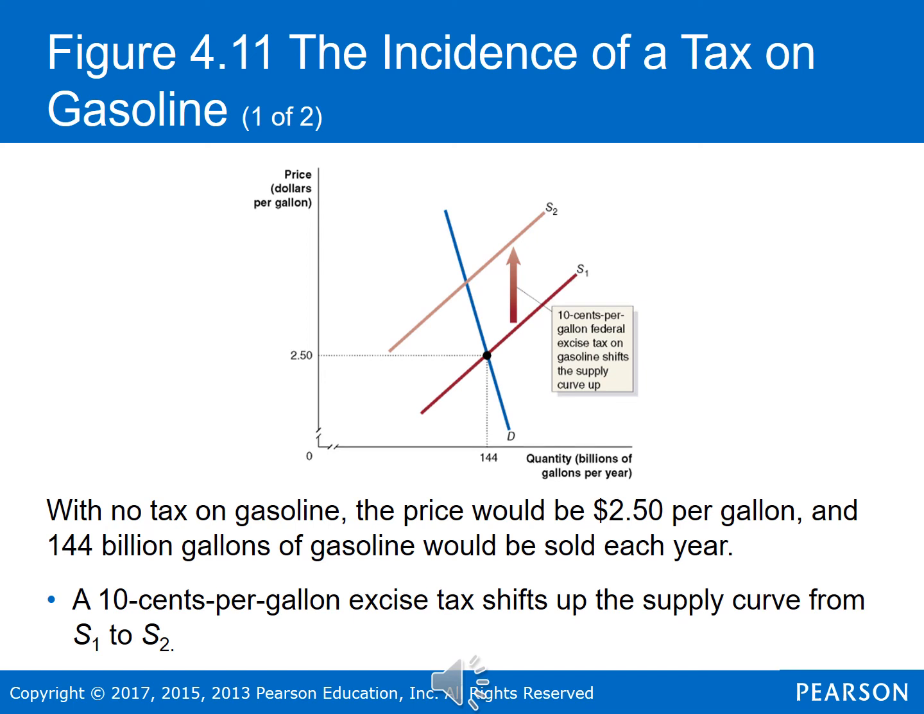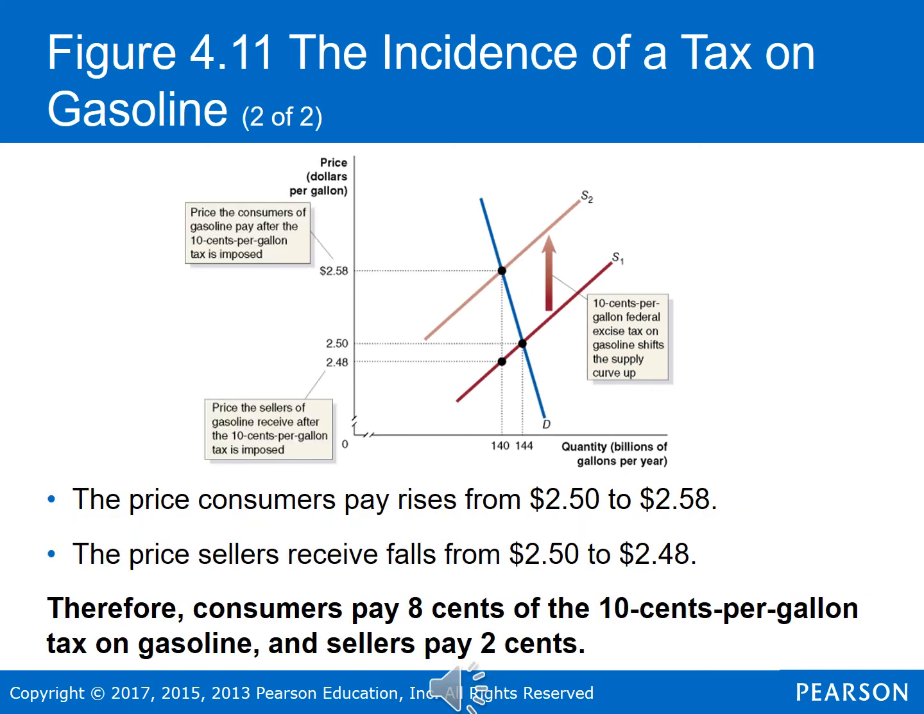So let's suppose the federal government places a 10-cent per gallon federal excise tax on gasoline. What that's going to do is shift the supply curve up by 10 cents. So when we place this 10-cent per gallon tax on, we're going to shift up the supply curve from S1 to S2. So now the price consumers are going to pay is where the new supply curve, S2, crosses the demand curve. So that price will be $2.58. And at the price of $2.58, the quantity traded will be 140 billion gallons of gasoline per year.